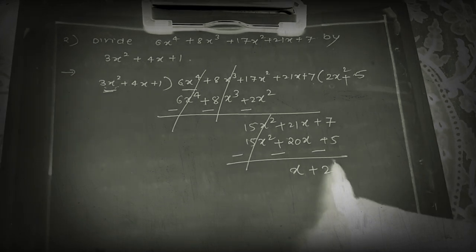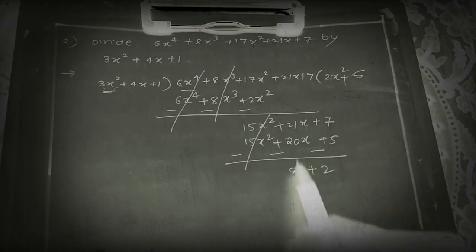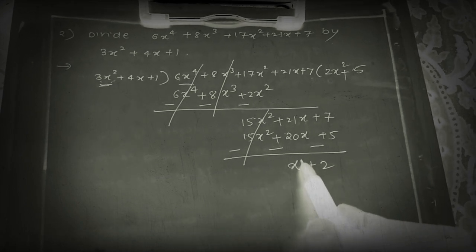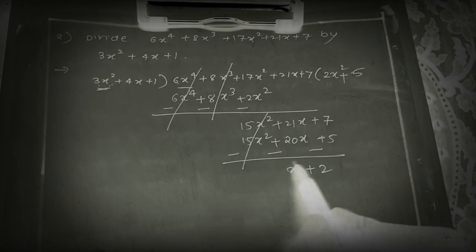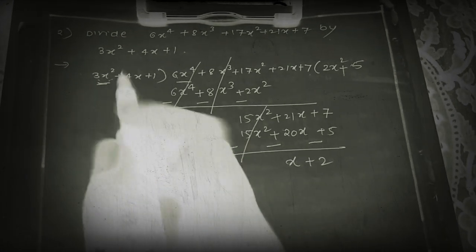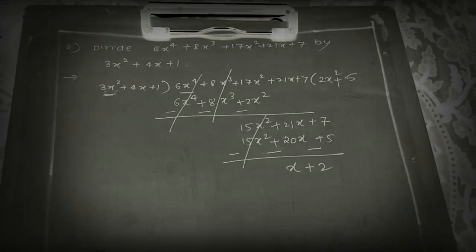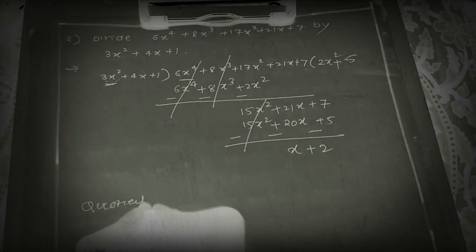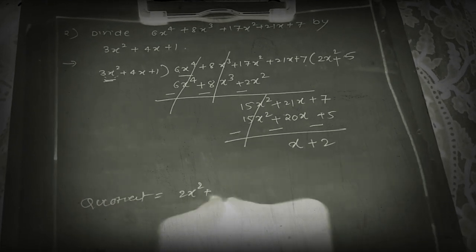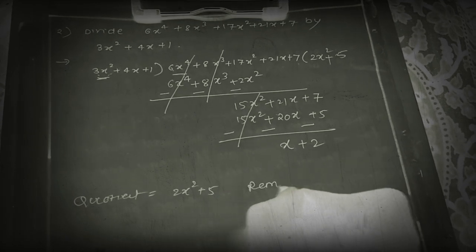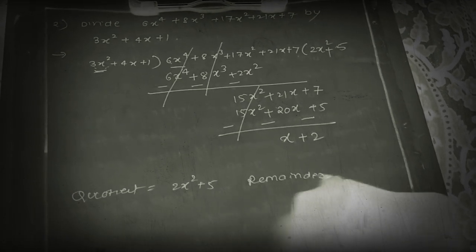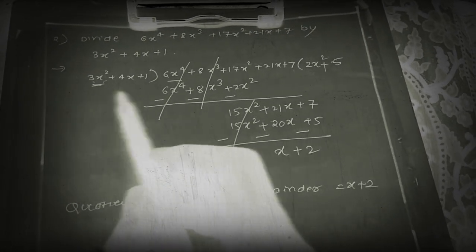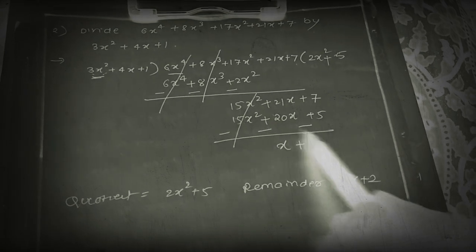Now here you can't divide further, because here we got what? The degree of the remainder is less. The degree is 1 and the degree of the divisor here is 2. When the degree of the remainder is less than the degree of the divisor, you have to stop the division. And here you can see that first we'll write the quotient. The quotient is 2x square plus 5 and the remainder is x plus 2.